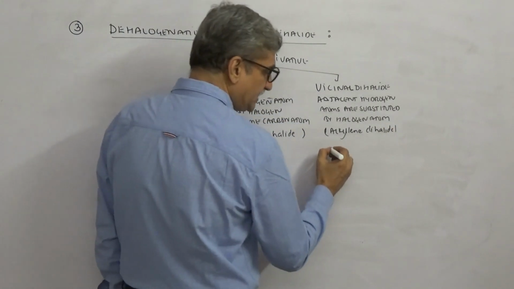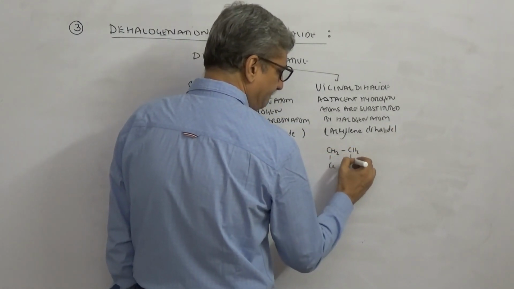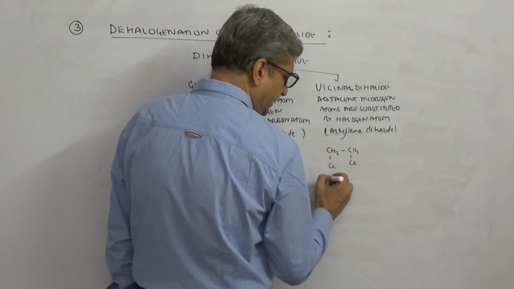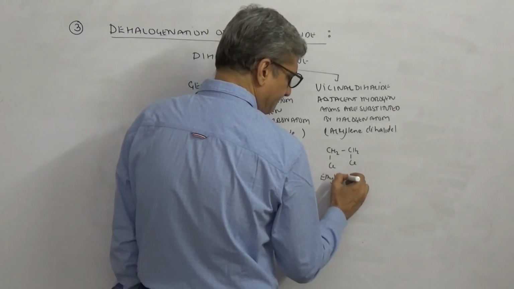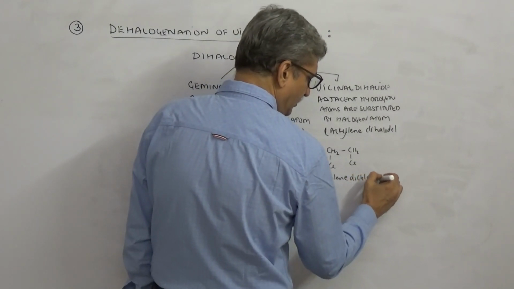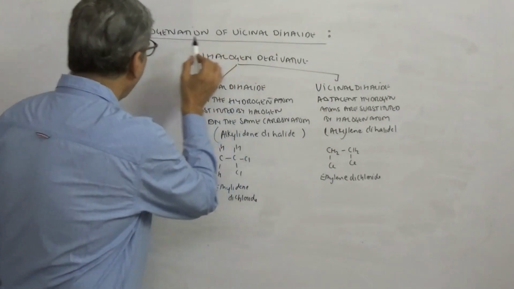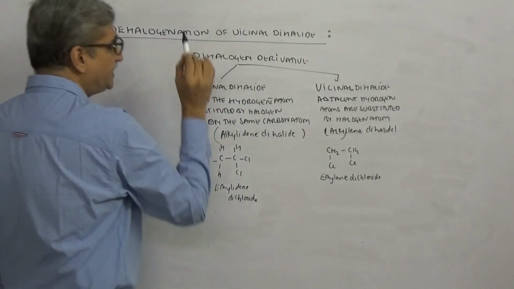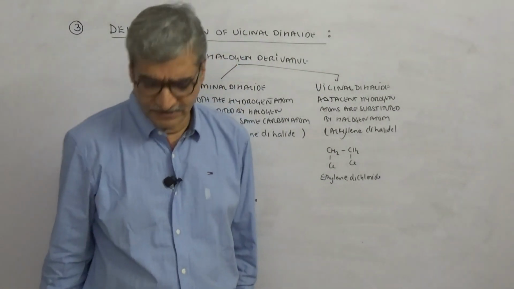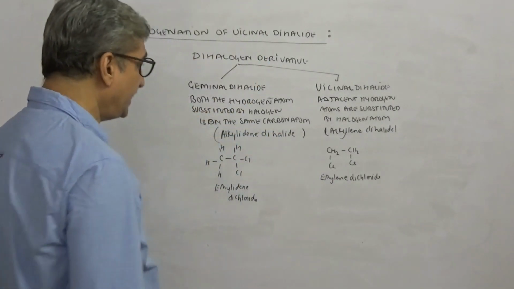Let us look at a case like this. So we have CH2Cl, so this is ethylene dichloride. Okay, so this is vicinal. So here our heading is dehalogenation. The word de means removal of halogen from a vicinal dihalide.